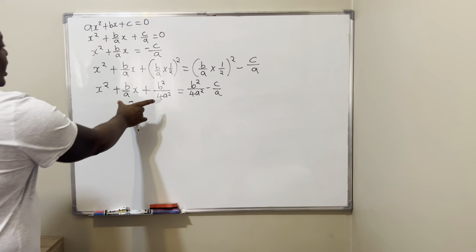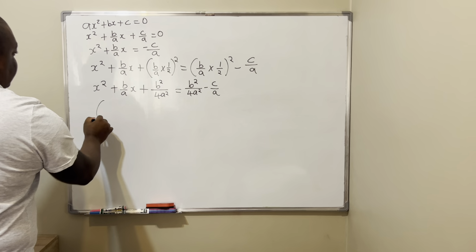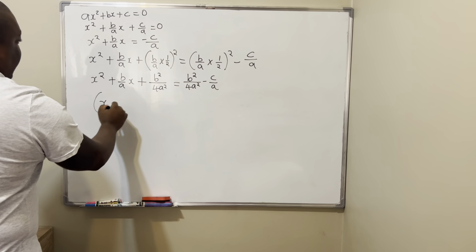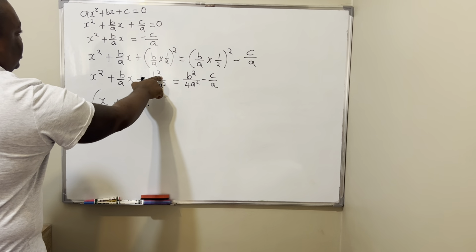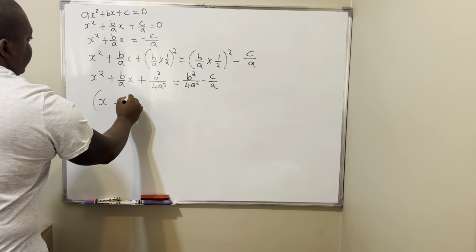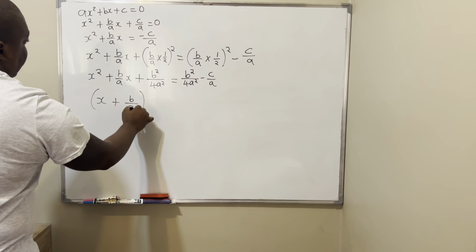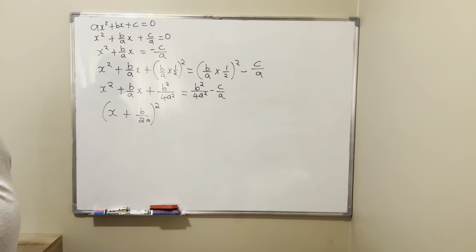Now we have created a perfect square here. It means we can take the square root of x squared, which is x, plus, if we take the square root of this term, the square root of b squared is b, the square root of 4a squared is 2a, and then we square it.